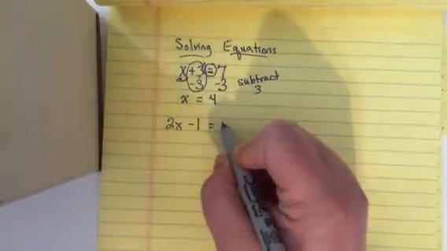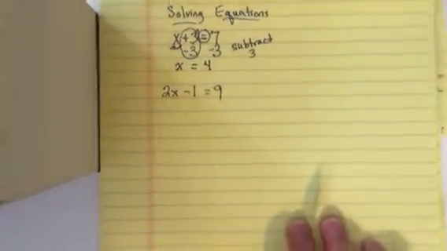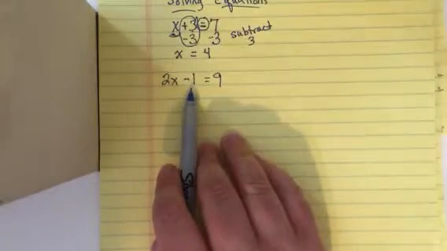Now, if I get into a more complex equation like 2x minus 1 equals, let's do 9. Okay, so here I have 2 operations that are being done in this equation.